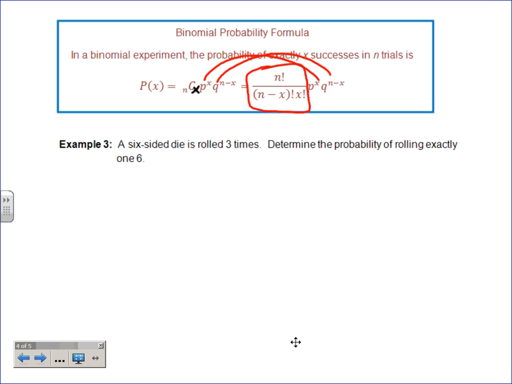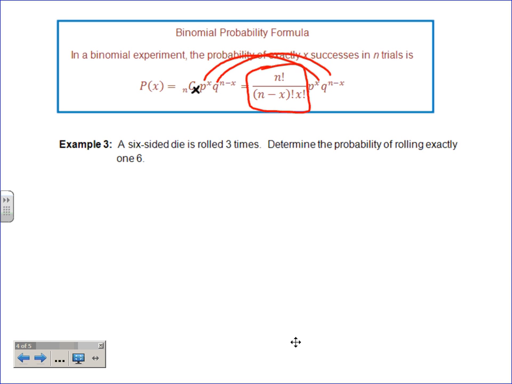Of course, it's a 6-sided number cube. So let's see if you agree that it's binomial, this question. Did I give you enough time to write that down? Yeah, okay. It's rolled 3 times. Determine the probability of rolling exactly one 6. Is it binomial? Well, what's N? 3. What's P?